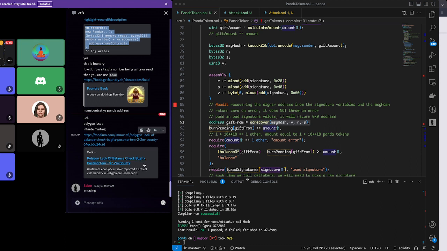Polygon lack of balance check bug fix. Oh boy, yikes. Cool. Any other questions?